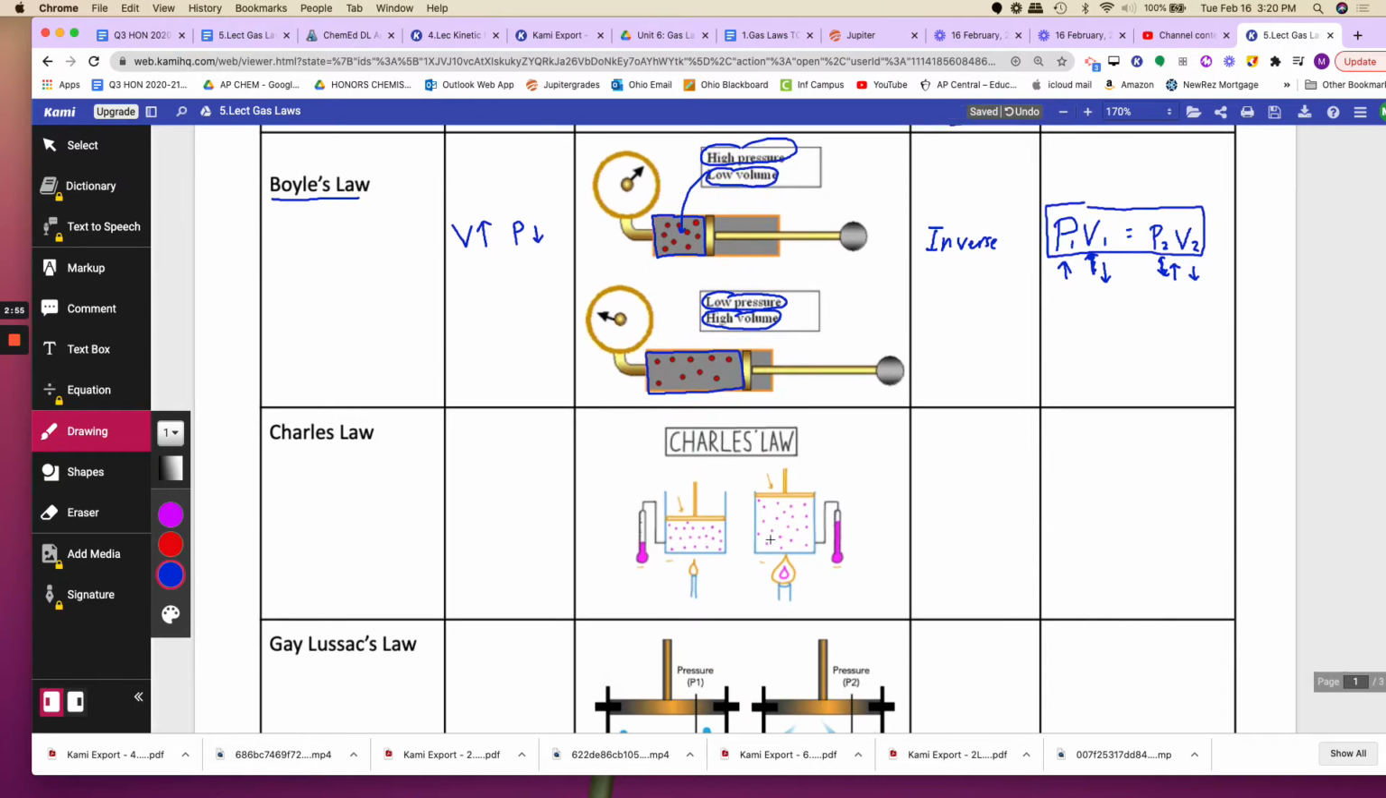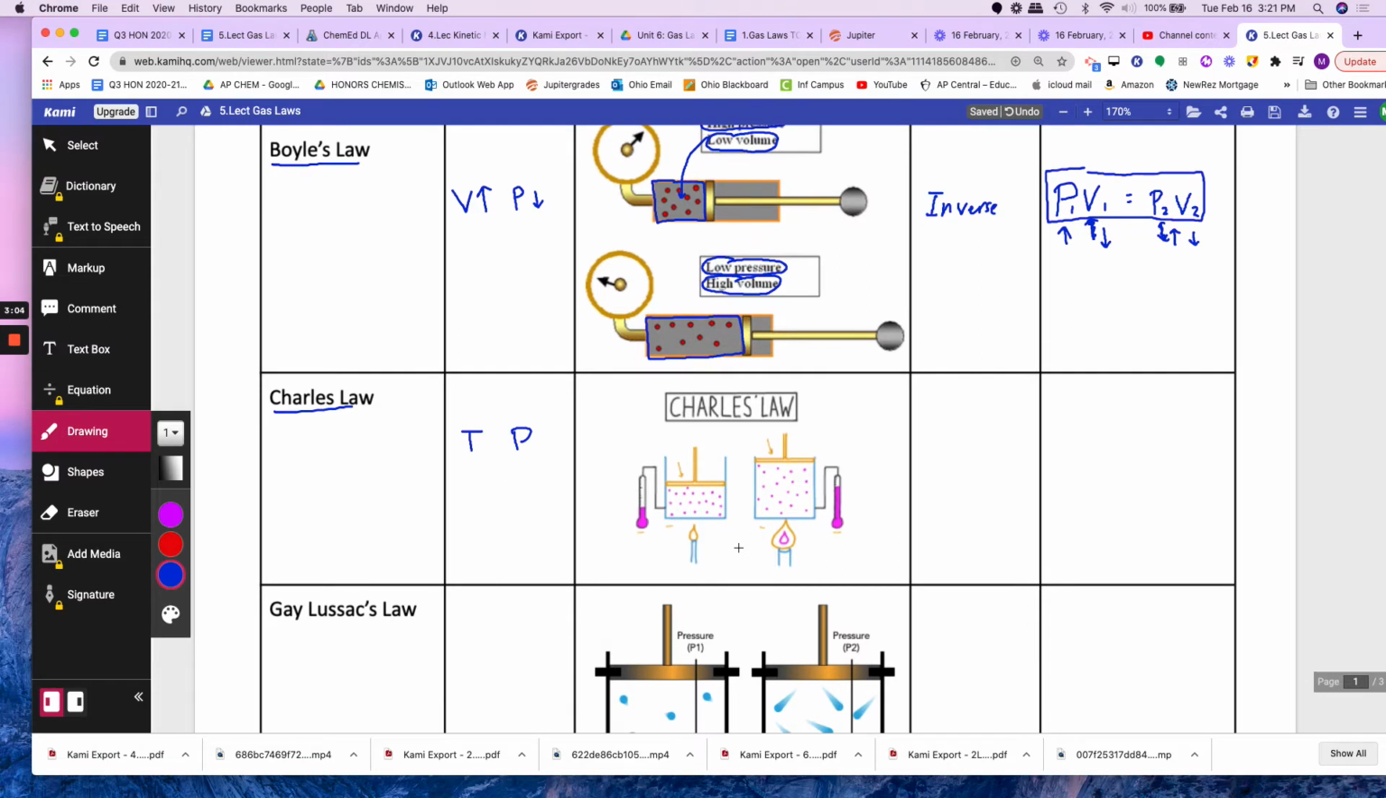Okay, Charles' law. Charles' law talks about the relationship between temperature and pressure. Okay, so as you can see in this picture, what happens to the flame? Okay, so it gets bigger. So here, it's very hot. I'm sorry, not temperature and pressure, temperature and volume. Okay, so as you increase the temperature, then the molecules will expand if this is a movable piston, and the volume will be bigger. Okay, so you have to do this in a movable container.